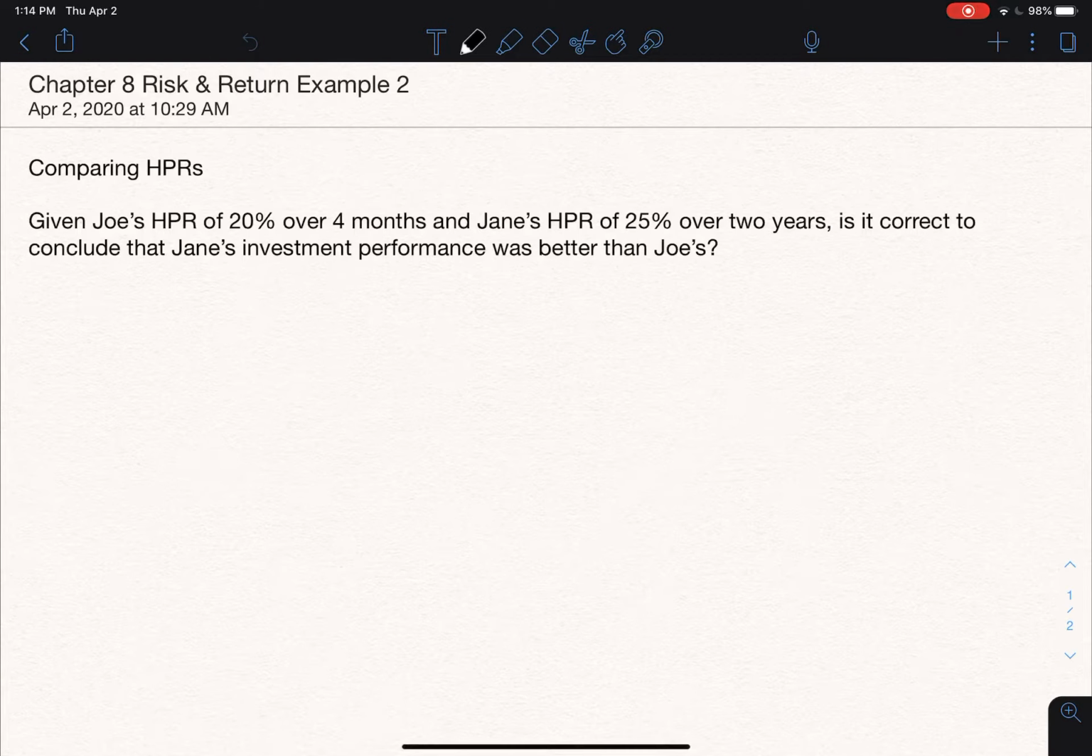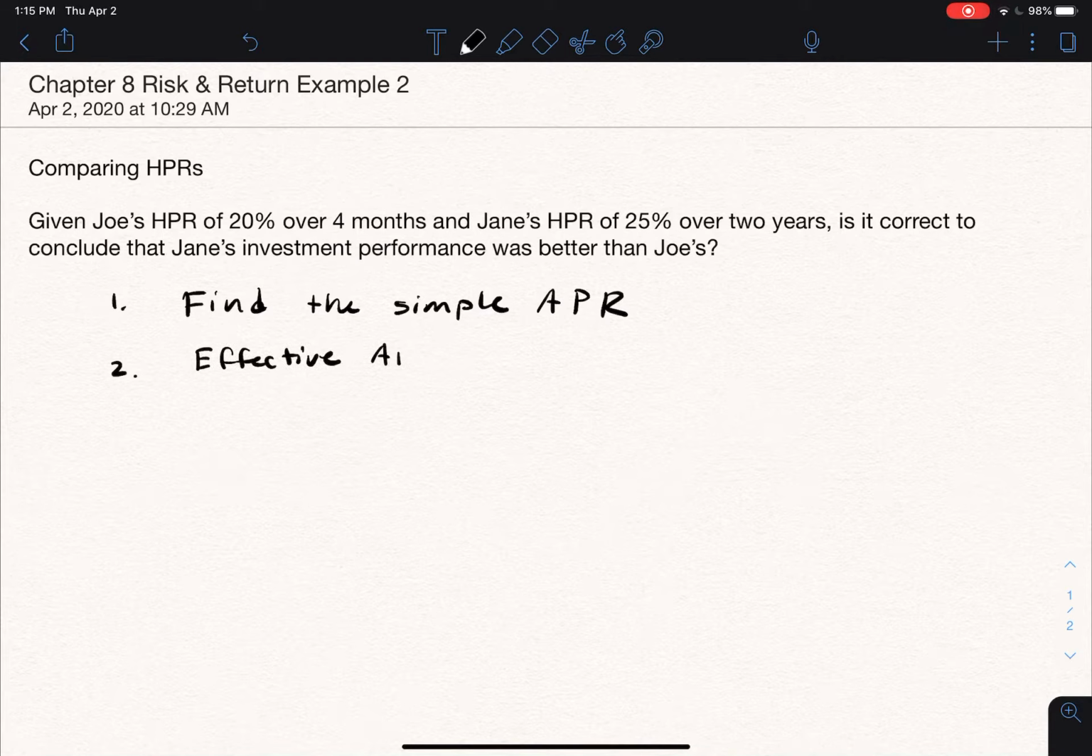So we have now calculated the holding period return for both Joe and Jane, but it doesn't really tell us what we want to know. As investors, we want to know who had the strongest investment, okay? And there's 2 ways to do that. One of those is to find the simple annual percent rate, which is basically just taking the rate that we have and converting it into an annual rate so that we can compare the 2 rates. That's one method. The other method, and you should remember this method from chapter 5, is to find the effective annual rate.